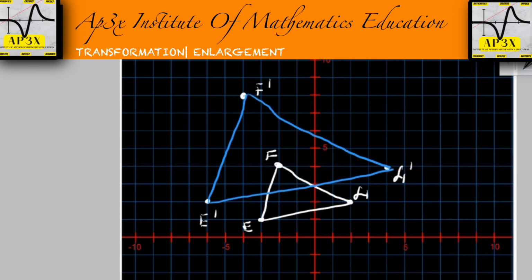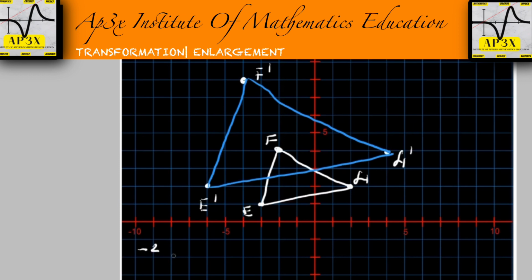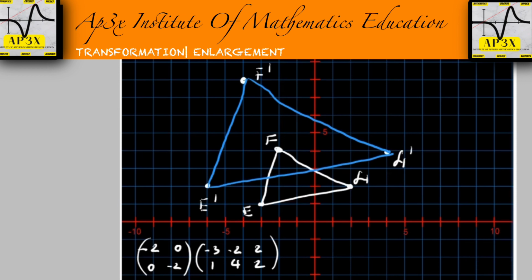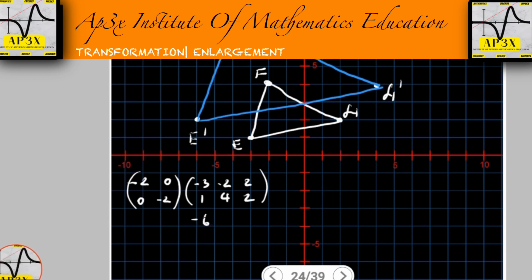All right, so I'm going to have then [-2, 0, 0, -2] multiplied by my original points, which were [-3, 1, -2, 4, 2, 2]. By doubling these points, basically I'm going to be magnifying the object negatively. So that's -2 times -3, that's -6. Pardon me, whoops, that's +6. And -2 times -2, that's +4. And -2 times 2 is -2 then.